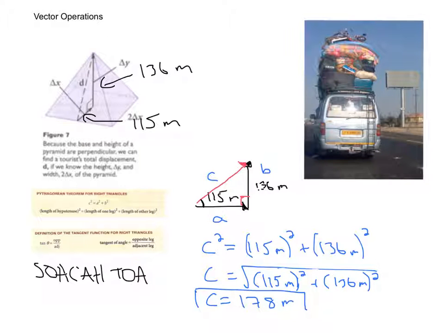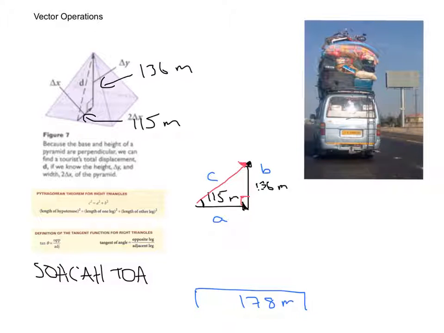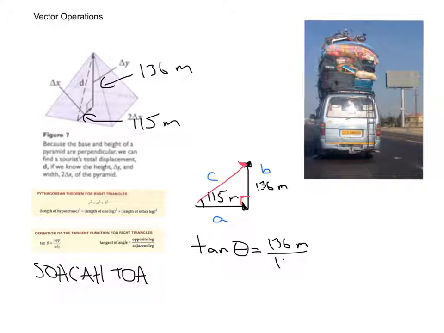To do that, I'm now going to invoke the second set of mathematical principles, and that's SOHCAHTOA, which tells us the tangent of this angle is equal to the opposite side, which is here, over the adjacent side. So let me clear this out. What that's going to look like is the tangent of the angle is equal to the opposite side, 136, divided by the adjacent side, 115. That's tangent, T, is opposite over adjacent, okay?